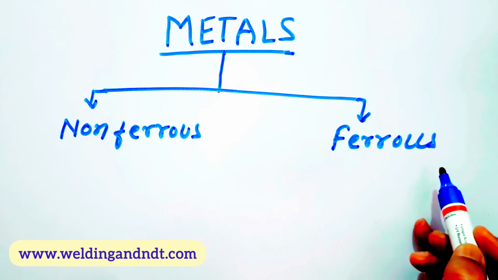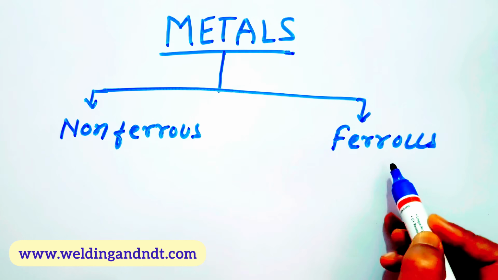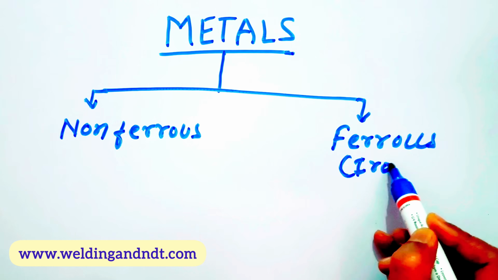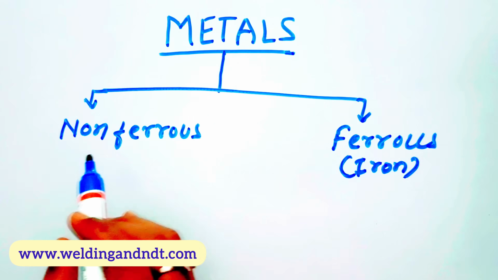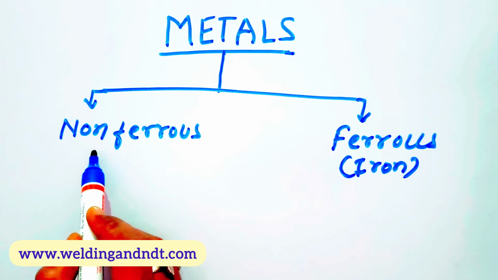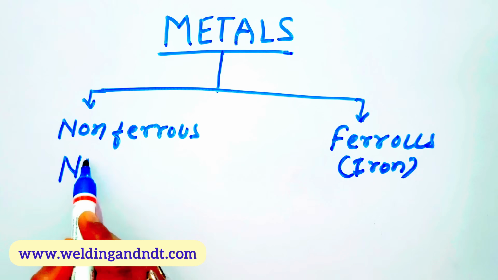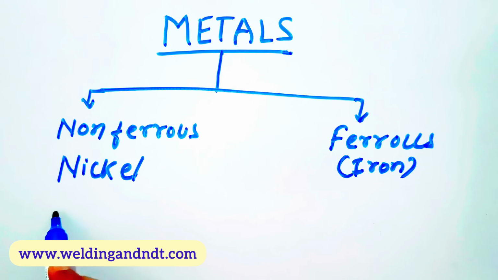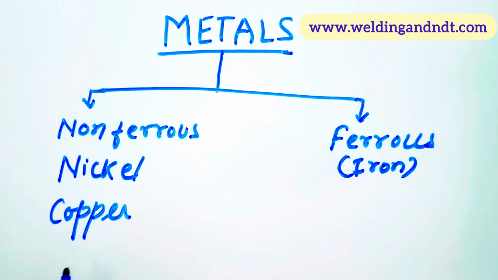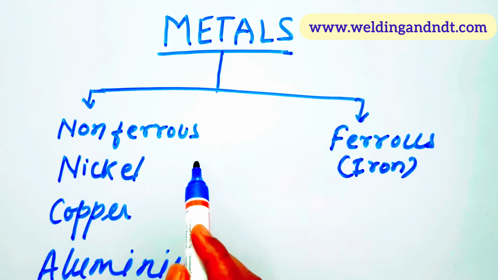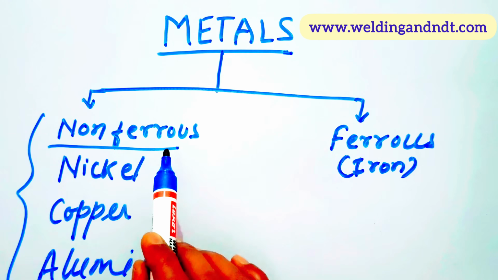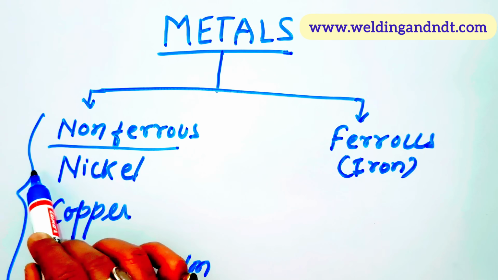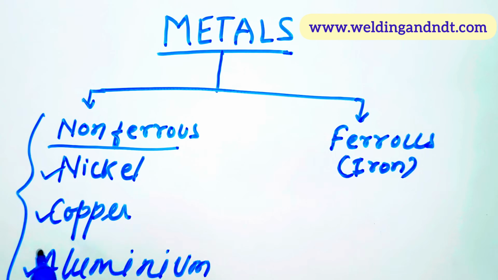Ferrous metals are those in which the principal element will be iron. So the main element will be iron in the ferrous metal, and other than that, non-iron material will be called non-ferrous material. So in non-ferrous material there are several materials like nickel and nickel alloys, then you have copper, then you have aluminium. So there are many metals which will fall into the category of non-ferrous. So the principal element in non-ferrous material will not be iron. So like nickel and nickel alloys, copper and copper alloys, and then aluminium.